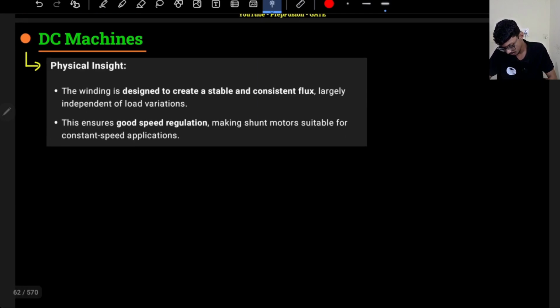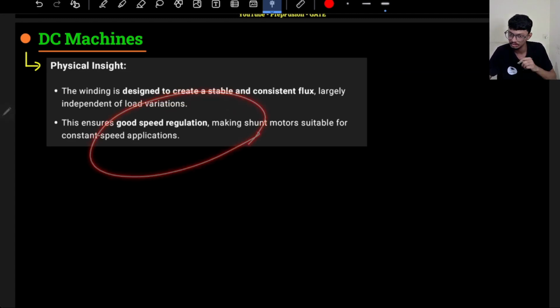The winding is designed to create a stable and constant flux, relatively independent of load variations. So whatever the load, as the terminal voltage is fixed, the current across the field winding also will be fixed. It will not change much, so the speed also will be fixed. Okay, I hope you have understood this point.